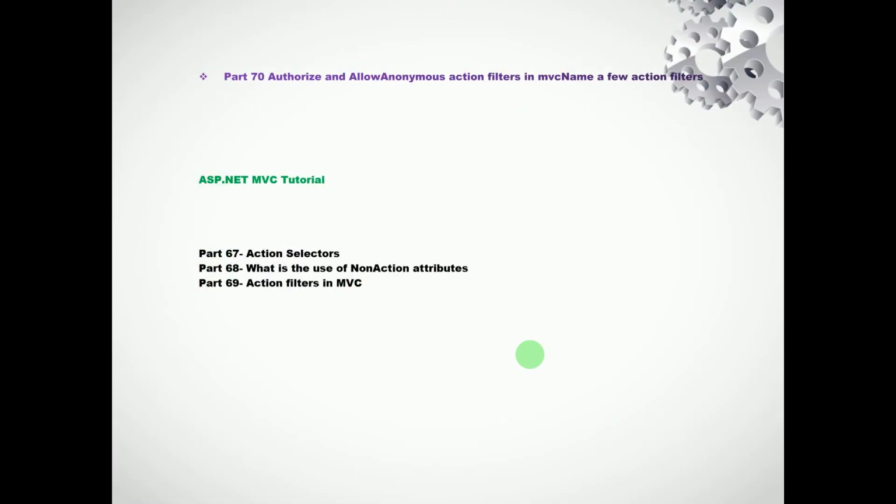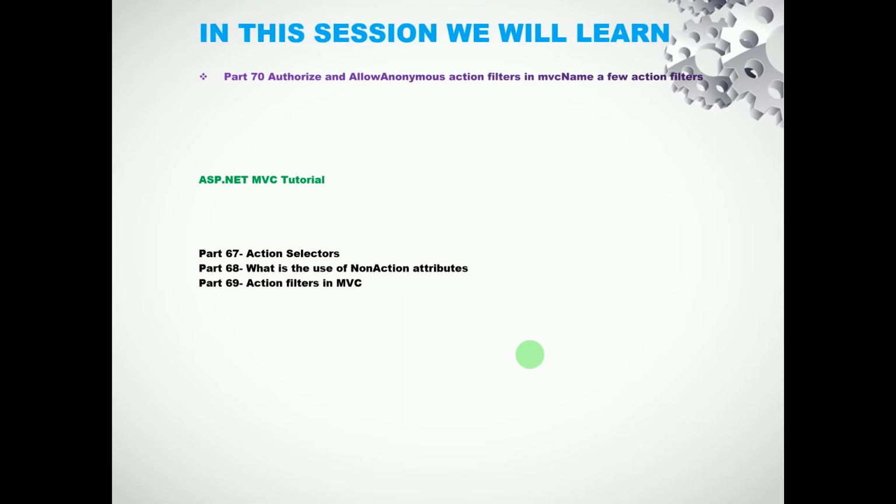Before watching this video, please watch my previous parts: Action Selectors, what is the use of non-action attributes, and action filters in MVC, which I explained in part 69. So let's start. In this session we will learn part 70, authorize and allow anonymous action filters in MVC, a few action filters among that.